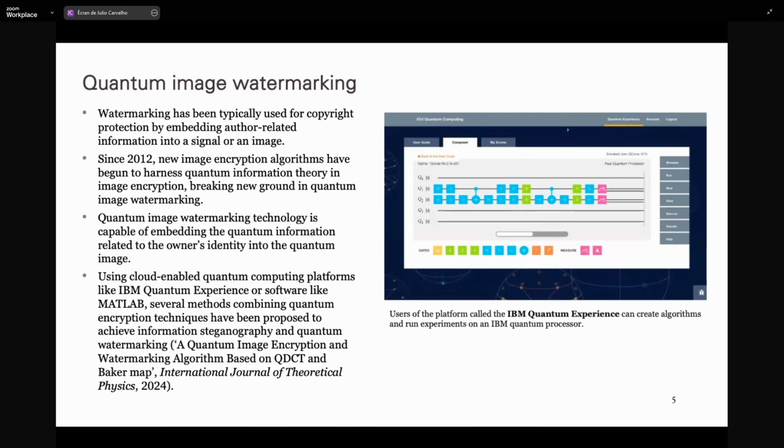A few results have been, for instance, I'm quoting here, a very insightful, very complex paper published in the International Journal of Theoretical Physics, a quantum image encryption and watermarking algorithm based on QDCT and Baker-Map. As I said, I'm just skimming through some of the theoretical fundamentals, just for us to have a glimpse of how quantum computing and copyright actually interface.